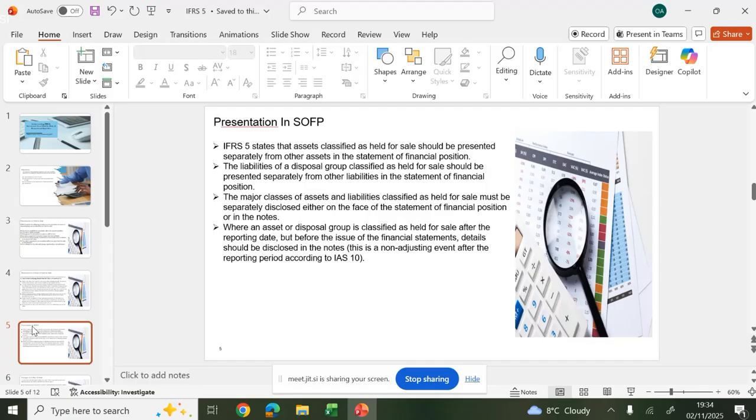Where an asset or disposal group is classified as held for sale after the reporting date but before the issue of the financial statements, details should be disclosed. We must always state it. This is a non-adjusting event after the reporting date in accordance with IAS 10.